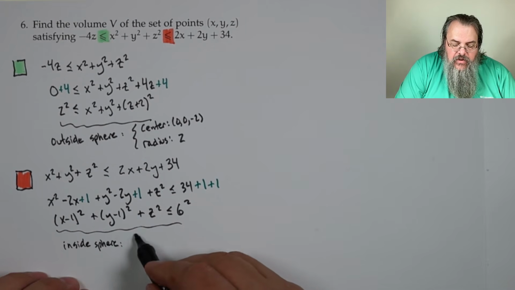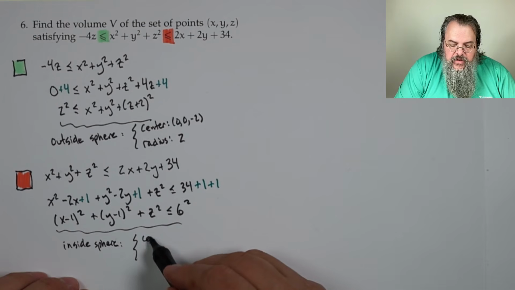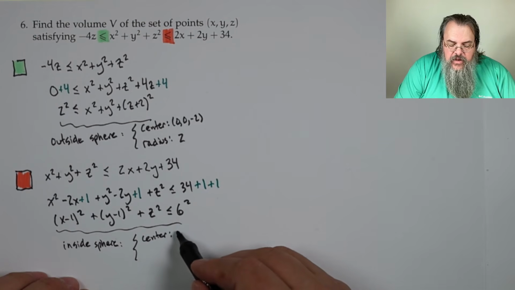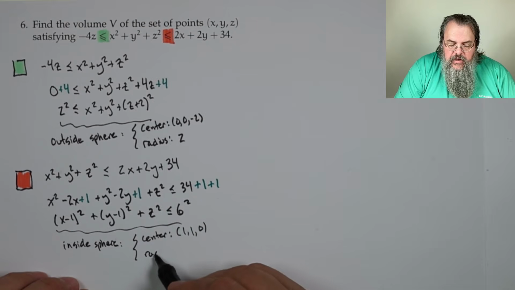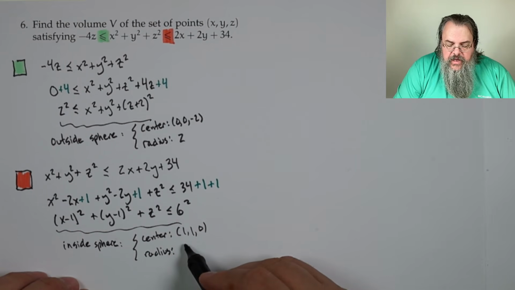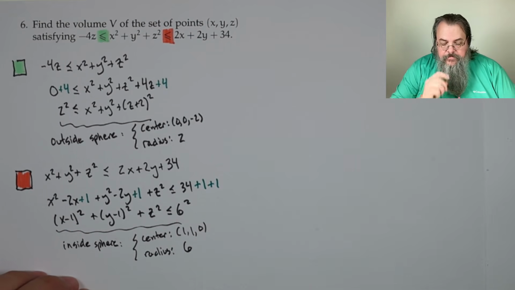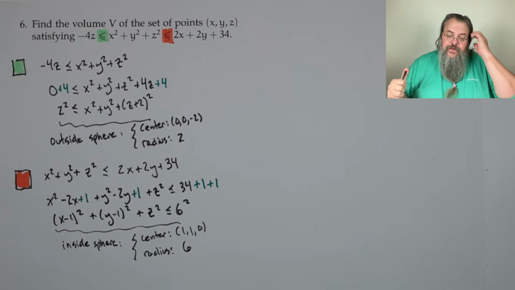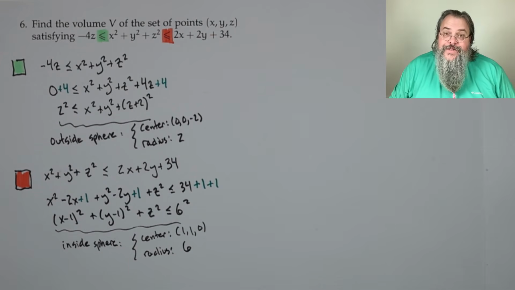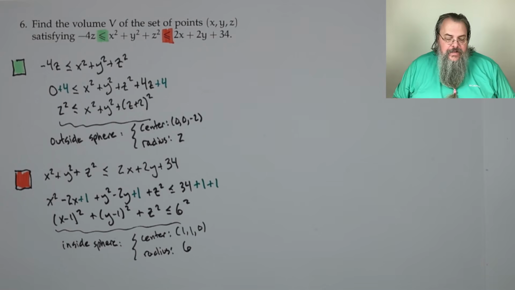And what sphere is it? Well, the center should be at 1, 1, 0, and the radius should be 6. Okay, there we go. 2 spheres. So, what's the picture? And this time I'm going to be a little bit careful because I do want to make sure I get the picture right.